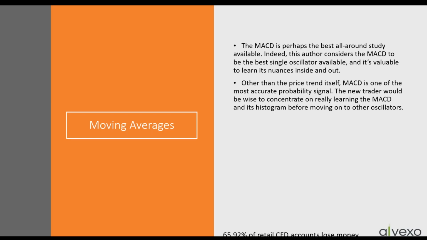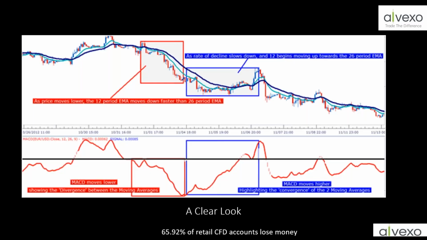So the MACD is perhaps the best all-round study available. Indeed, I and others consider the MACD to be one of the best single oscillators available, and it's valuable to learn the nuances in and out. Other than the price trend itself, MACD is one of the most accurate probability signals. The new trader would be wise to concentrate on really learning the MACD and its histogram before moving on to other oscillators.